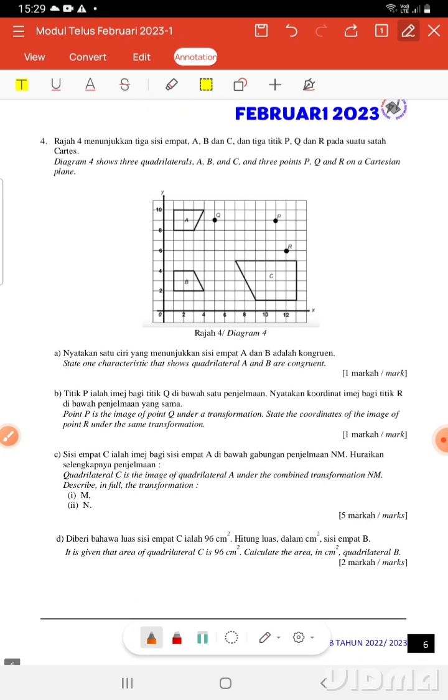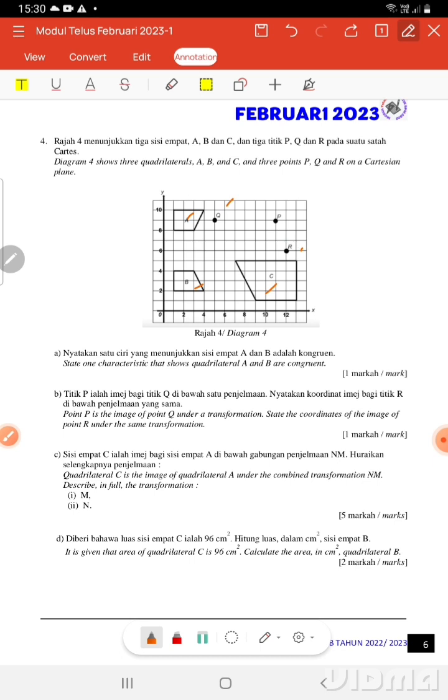The way of asking the question is a bit different from questions 1, 2, 3. And if you see the total mark here is 7 and 9, right? So 9, we can guess this question is in section B. Alright. Okay, let's study the question. Diagram 4 shows 3 quadrilaterals, A, B, and C, and we have another 3 points P, Q, R on a Cartesian plane.